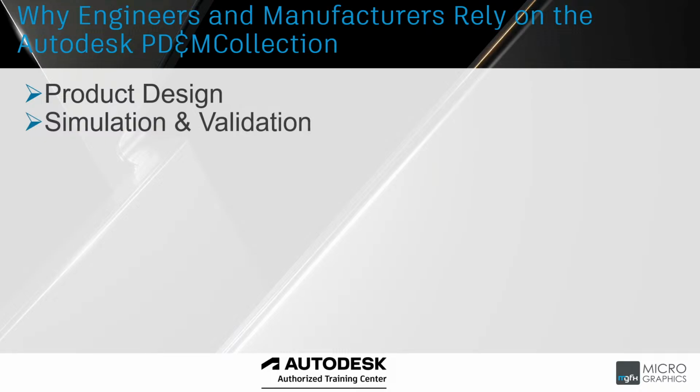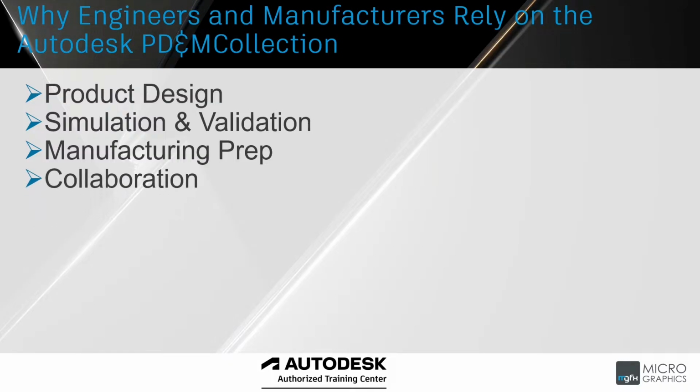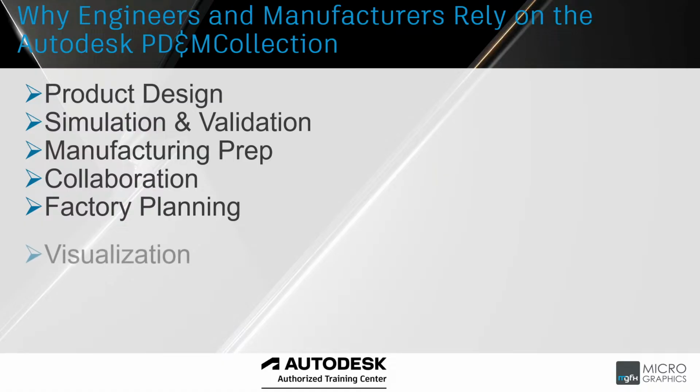We've got our simulation and validation. This is where we can test the strength, your stress analysis and motions before production. Manufacturing prep, where CNC or sheet metal manufacturing and inspection can take place. We've got our collaboration, where you can manage revisions, BOMs and teams with workflows. Factory planning, where you can design and visualize product lines. And lastly, your visualization for photorealistic rendering and animation of products.